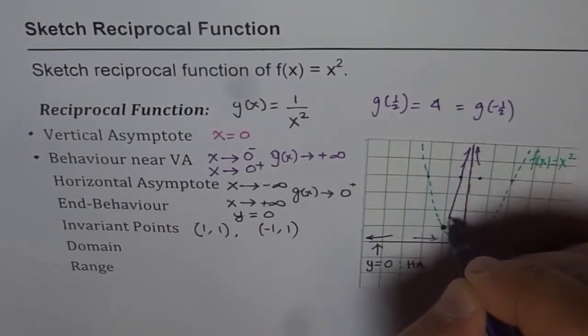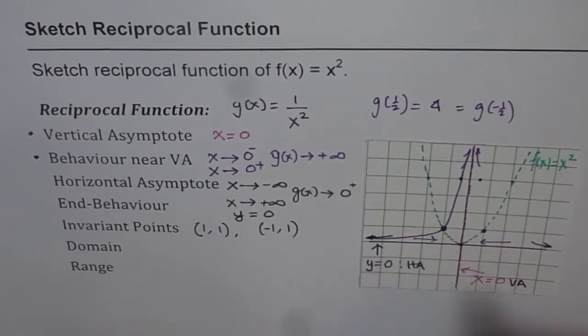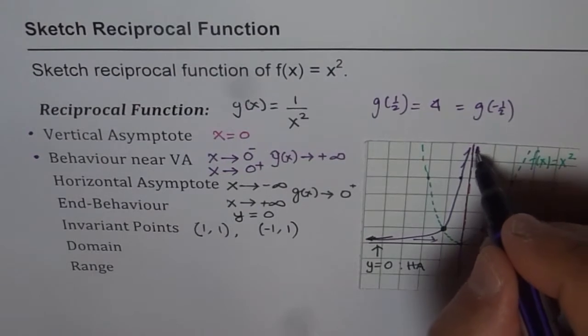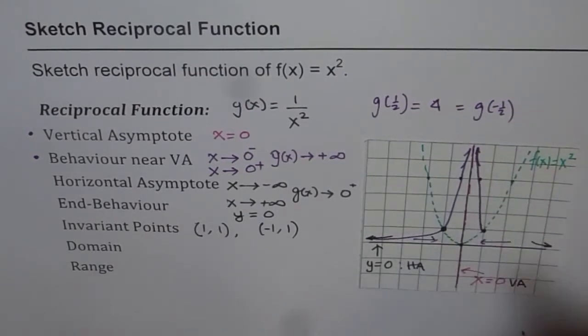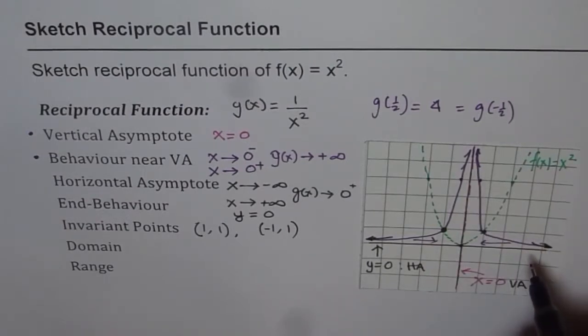So that goes through the invariant points, right? And then continues, approaches 0. When we say approaches, that means we just approach, we don't touch the axis, right? That is our reciprocal function for 1 over x squared.